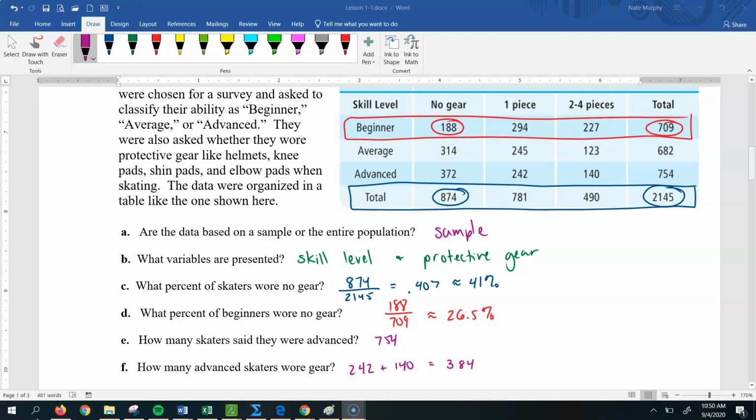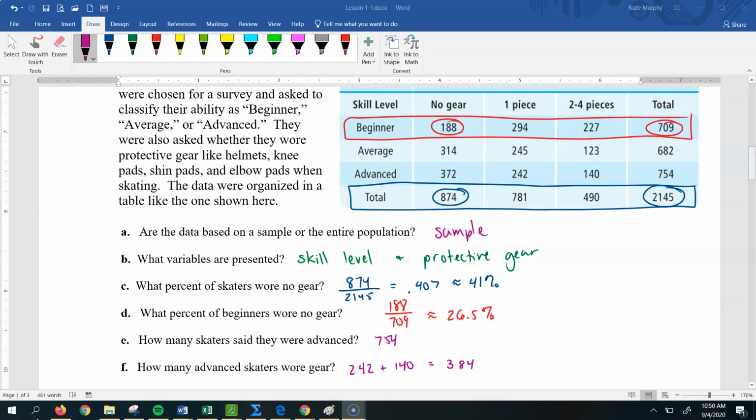So there was less, so about 27%. There was a smaller percentage of beginners that wore no gear versus all the skaters in general. And part E, how many skaters said they were advanced? Well, that's just looking at the table and saying that there's 754 skaters that were advanced.